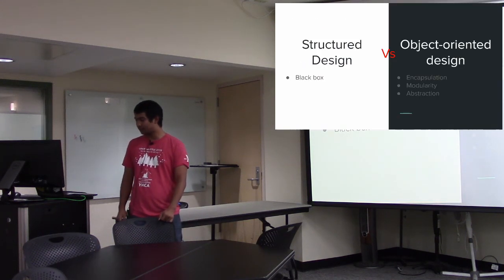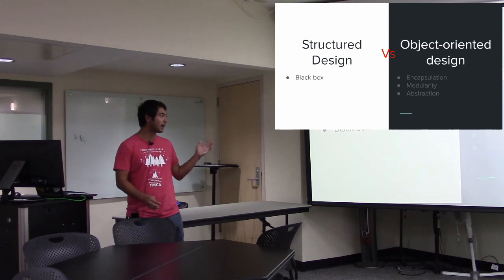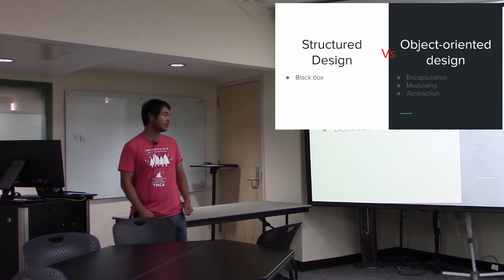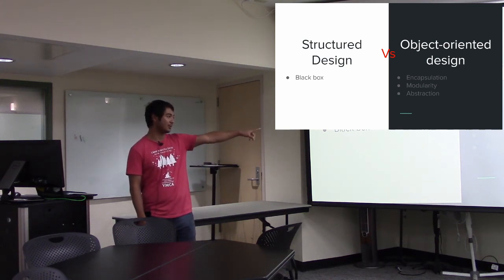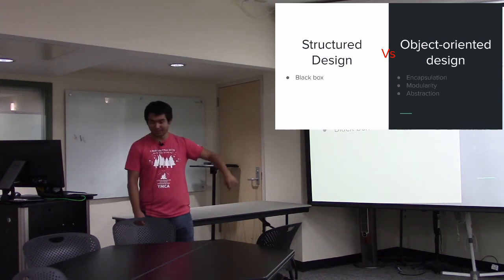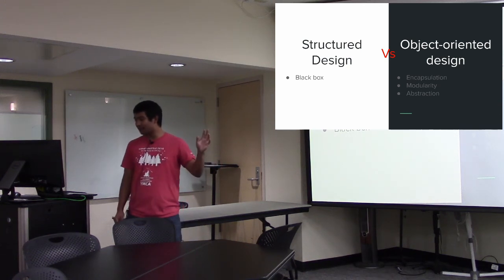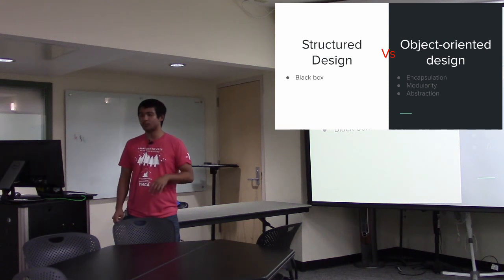And then lastly, information hiding is the key factor behind structured design and object-oriented design. I apologize, it's kind of hard to read. It says encapsulation, modularity, abstraction. So in structured design, the notion of black boxes comes from information hiding.